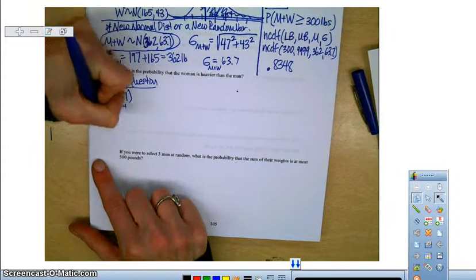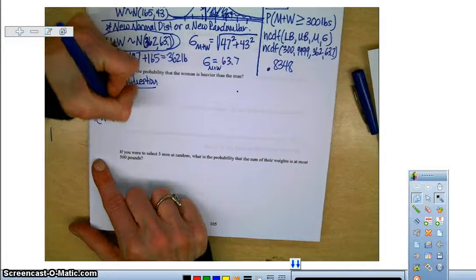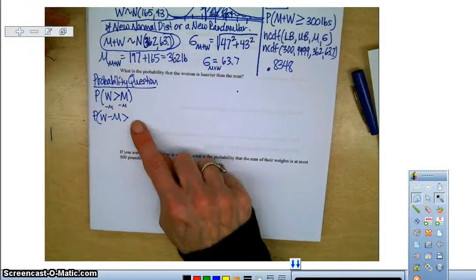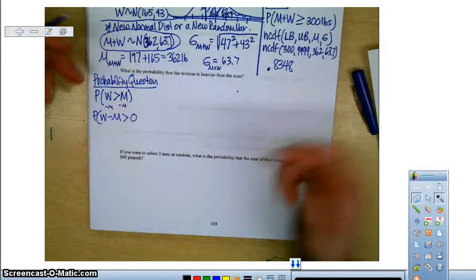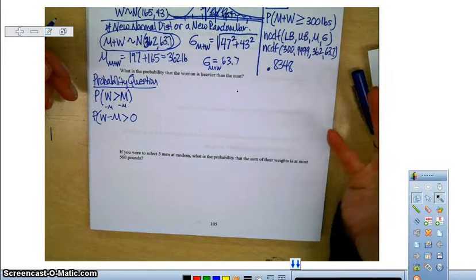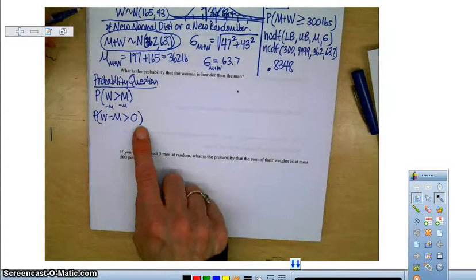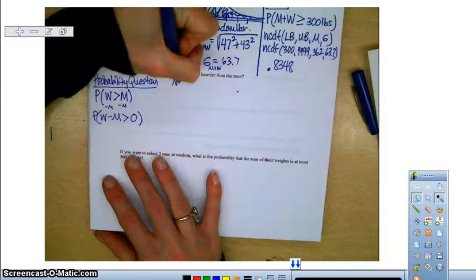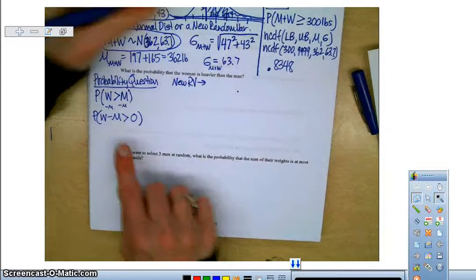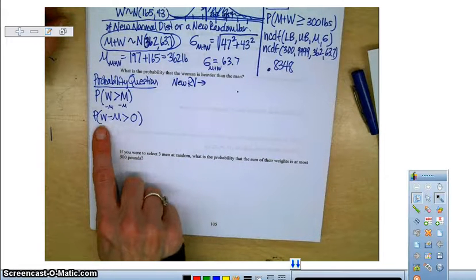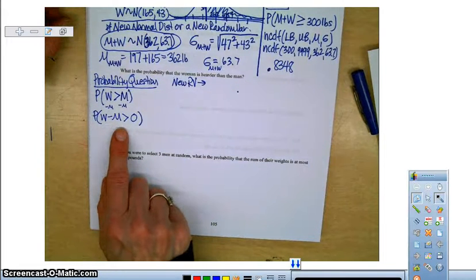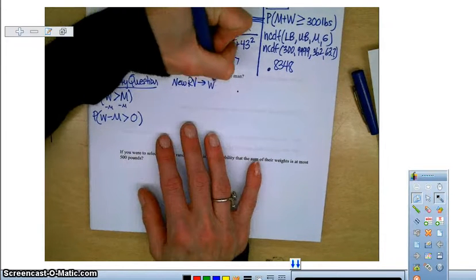So I'm actually finding the probability that woman minus man is greater than, what number will be left over here? 0. M minus M is what? 0. Okay. So this is the probability that I want to find, but what's my new random variable? Is W minus M a linear combination of men and women's weights? Is it adding, subtracting, yes. So our new random variable is women minus men.